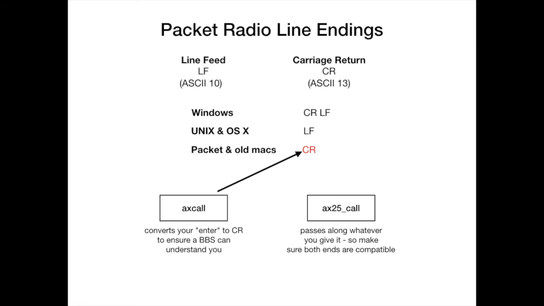The problem is, if the program at the other end is a Linux shell, it won't run any of our commands because it doesn't realize we've pressed enter. The AX25call program is much simpler than AXCall, and it doesn't do any translation of line endings. This is useful because I'm using a Unix system at both ends. They both understand line feed characters. So I can type a command like ls, press enter, and the shell at the other end will realize that I've finished entering my command and list my files.